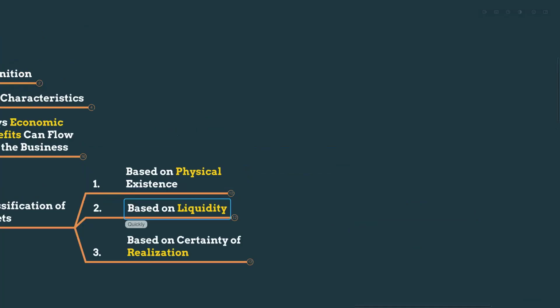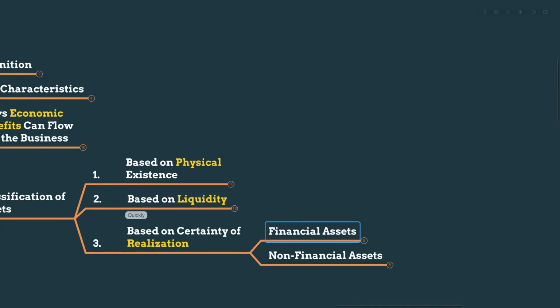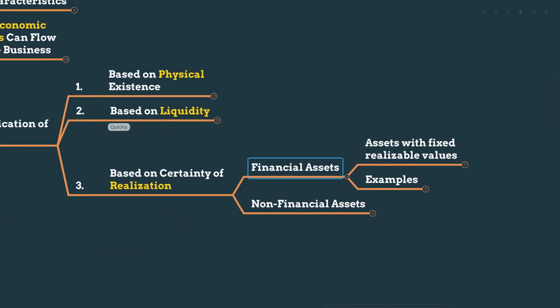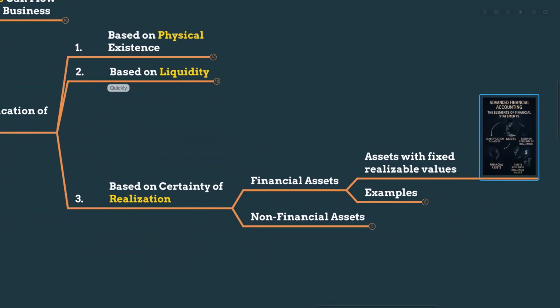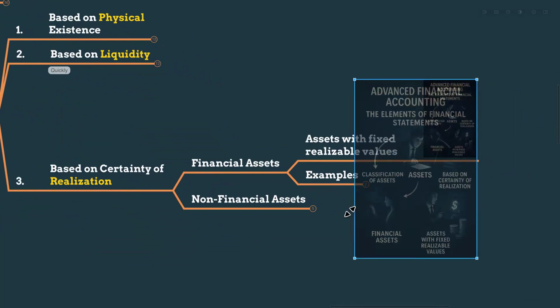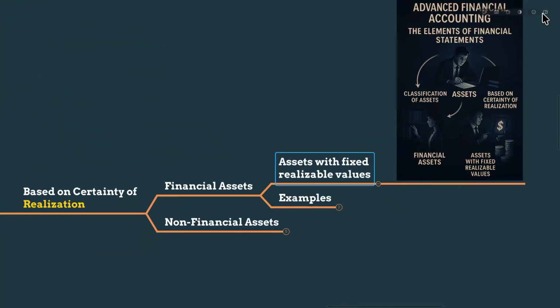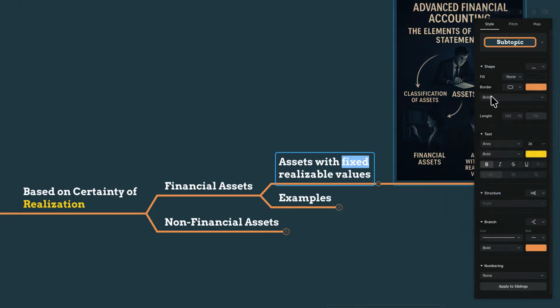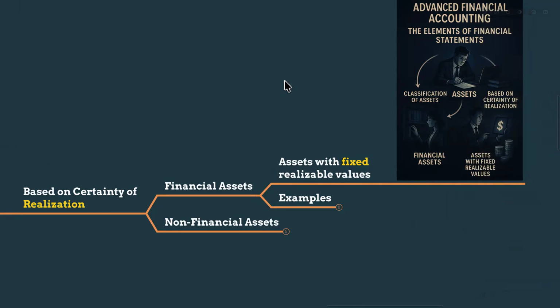So let's talk about classification based on certainty of realization. What does this mean actually? Assets with a fixed realizable value. It means you know exactly how much you will get. That is based on certainty of realization, right? So we call them financial assets and non-financial assets according to certainty of realization. The first one is financial assets, my dears. Financial assets are always assets with fixed realizable values. The important word here is fixed realizable values.